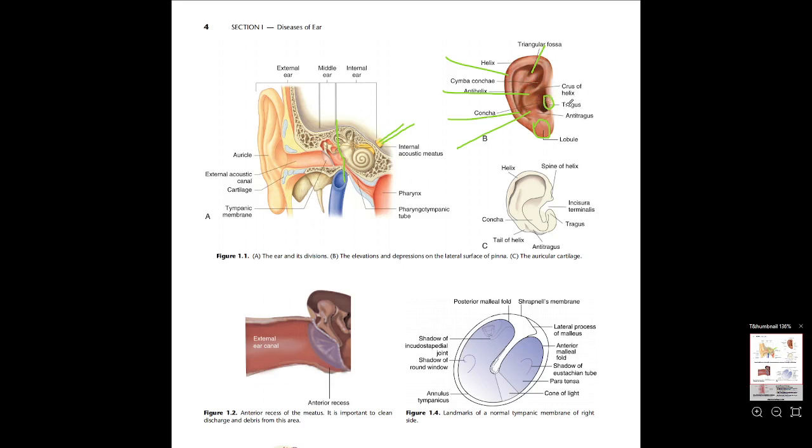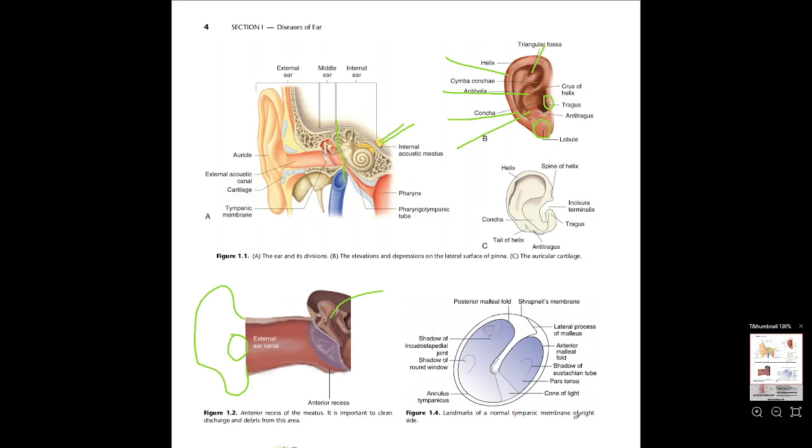This is the cartilage, the auricular cartilage, and the same parts. This is the external ear canal. Here was the pinna, and then there is the tympanic membrane, the ossicles: malleus, incus, and stapes. These are the important landmarks.